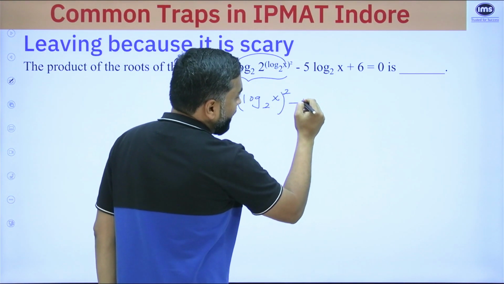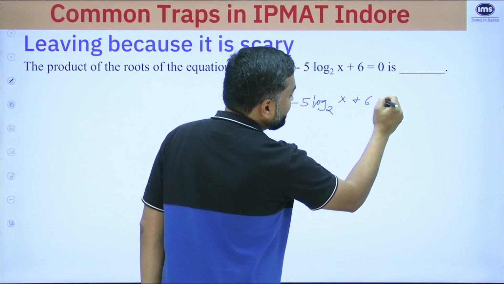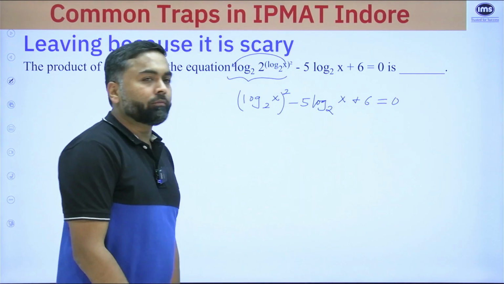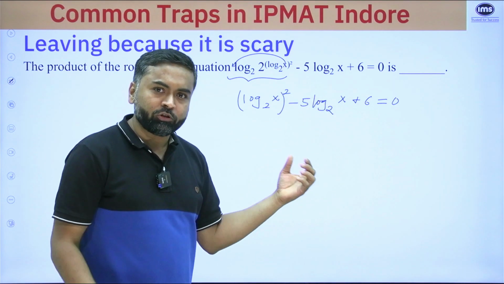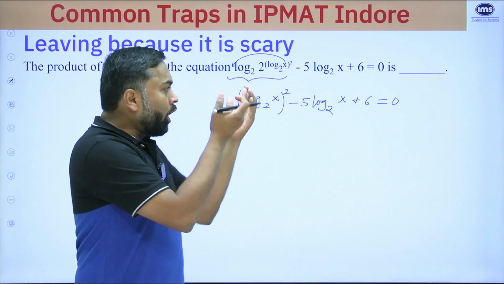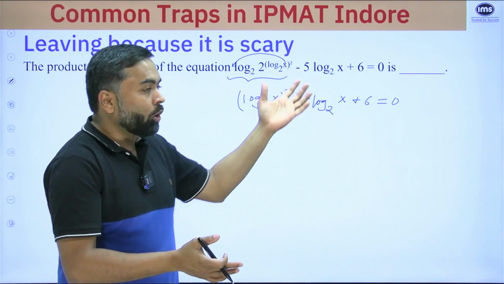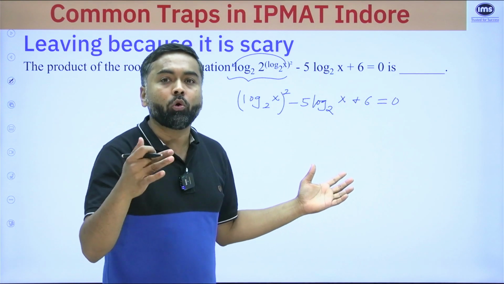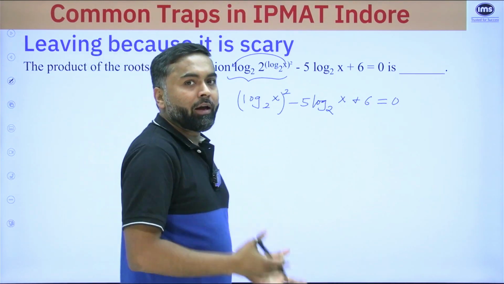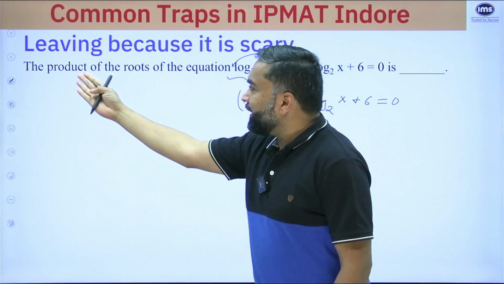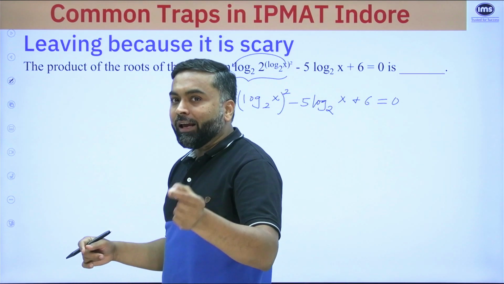And then you will have minus log x to the base 2 plus 6 is equal to 0. Now this is a simple quadratic in log of x to the base 2. Substitute that as y and solve the quadratic; you will get the values of y as 2 and 3. Then resubstitute log x to the base 2 as 2 or 3, so you will get the values of x and simply find the product of the values of x. Don't make the mistake of multiplying 2 and 3 and marking the answer.